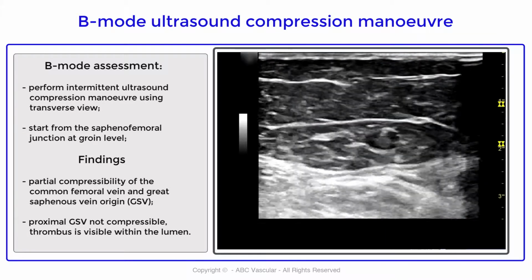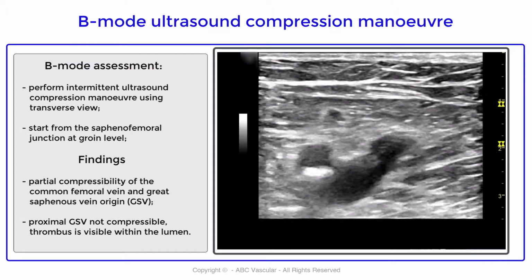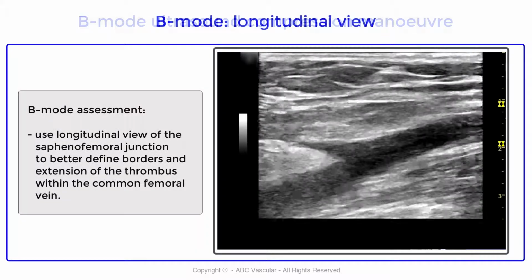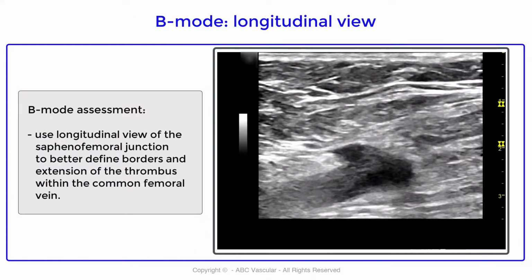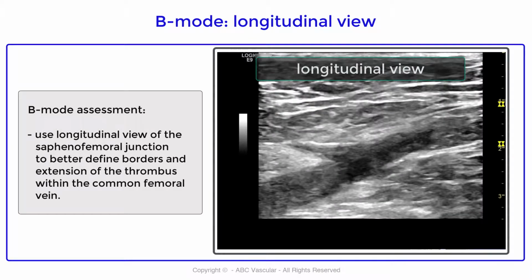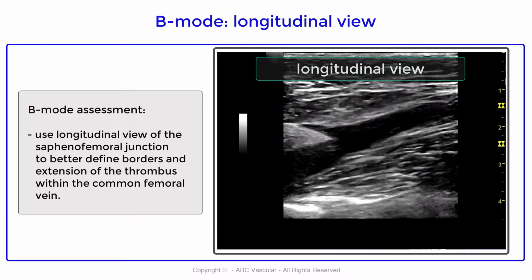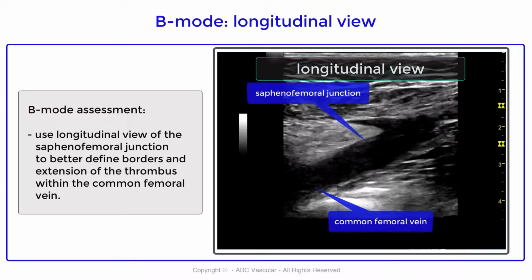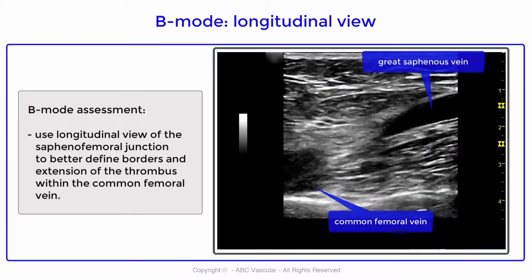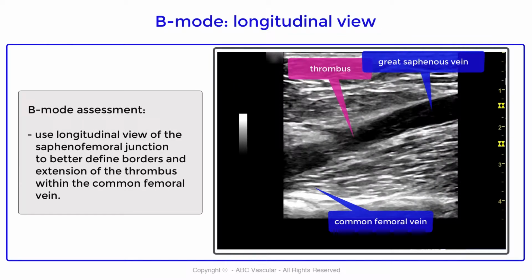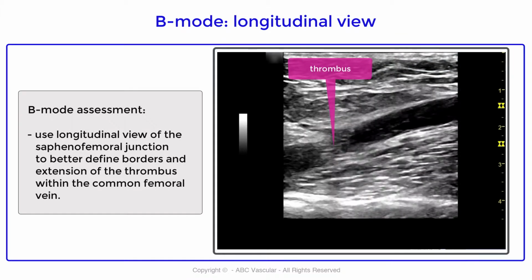We then can move the transducer back into the saphenofemoral junction to better assess the borders and extension of the thrombus. The thrombus is hyperechoic, well attached to the wall of the great saphenous vein, with extension into the saphenofemoral junction and proximal region of the common femoral vein.